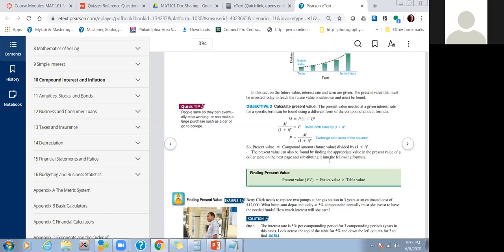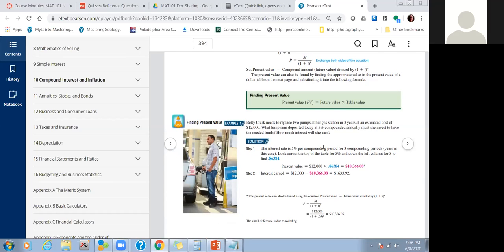There is a little derivation here. I'm on page 394. There is a little derivation right in the middle with a little bit of algebra, in order to solve for the present value, or the starting principal that needs to be deposited to get a specified future value, a maturity value at the end. And all you're going to do is divide both sides by 1 plus i raised to the n. There's your formula now for present value.